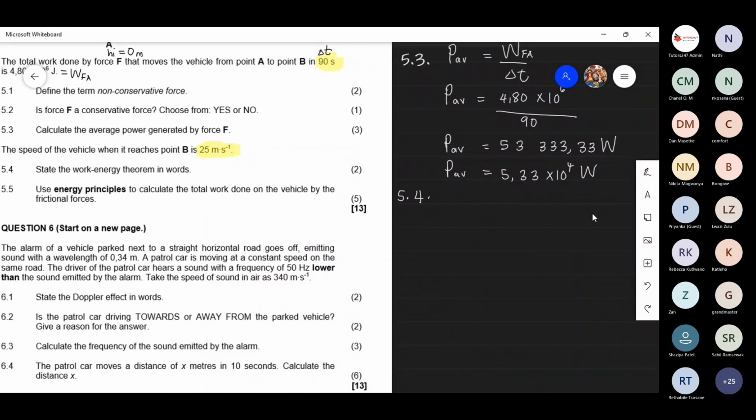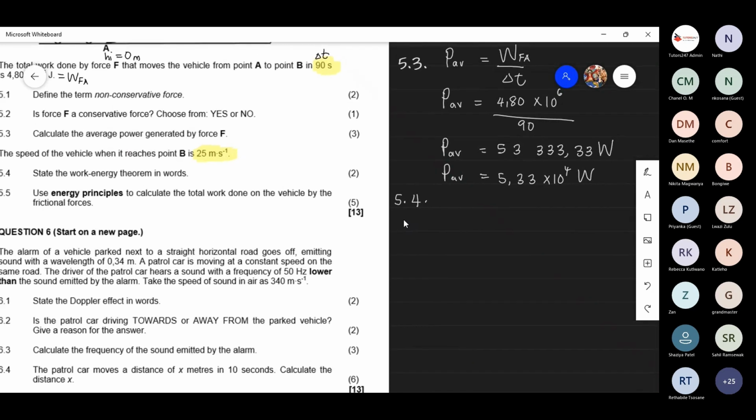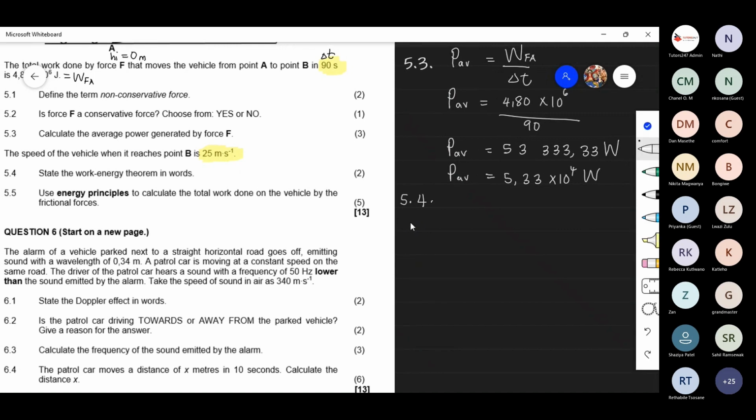So question 5.4, state the work energy theorem in words. The work energy theorem states that the net work done on an object is equal to the change in kinetic energy of that object. Okay, we've covered that in last week's class. Then question 5.5, we have to use energy principles.